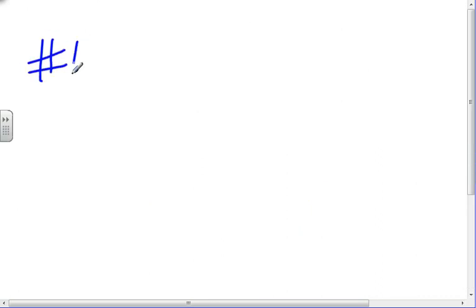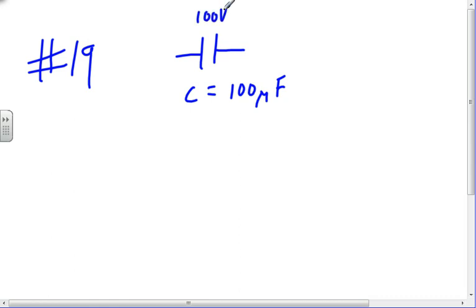Okay, we're looking at problem number 19. 19 says, a capacitor with capacitance 100 microfarads is the way we would write it, right? We wouldn't write 10 to the minus 4th. That'd be a silly thing to be writing. Has a voltage of 100 volts across it. So I have 100 volts across the capacitor. At a given time t, the capacitor is connected to a source that sends current.